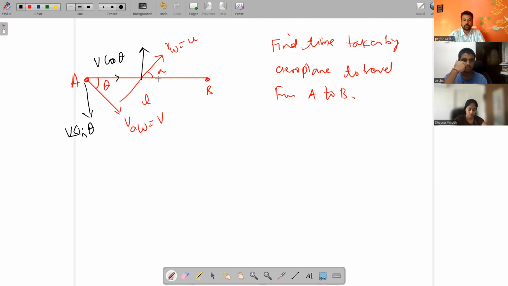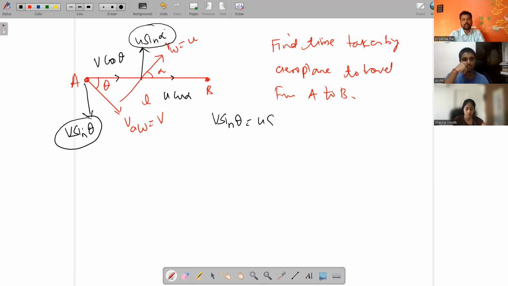And there will be two components of wind, U cos alpha and U sin alpha. I told you that the vertical velocity of the aeroplane and the vertical velocity of the wind must cancel each other. Otherwise, there will be some net force, either up or down. So these two will nullify each other. V sin theta equals U sin alpha. Did you understand? Theta is unknown for us, so we can just replace this.